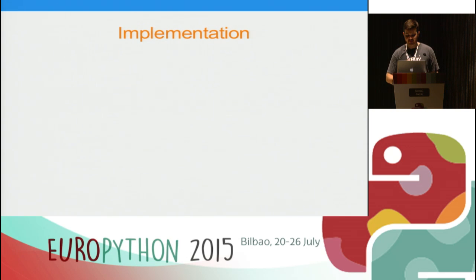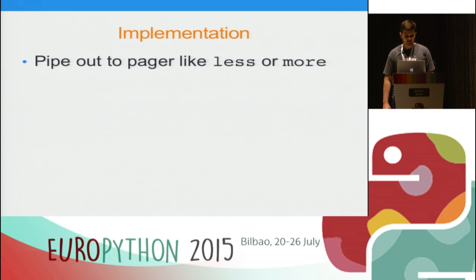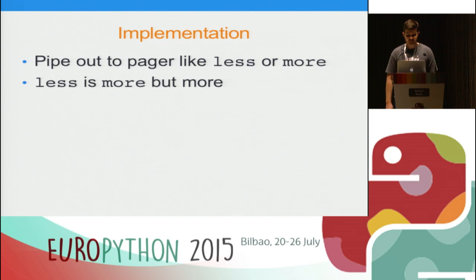Implementation-wise, all we do is generate the output, and then we pipe the output to a pager such as the command line utilities less or more. The one thing to note is that less is like more, but has a little bit more functionality. For example, if you hit the bottom of a page when you're paging, you can scroll back up.